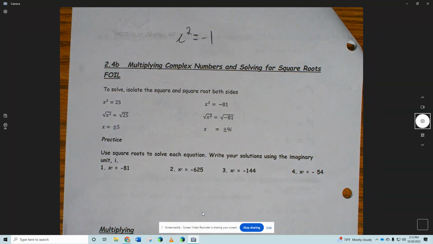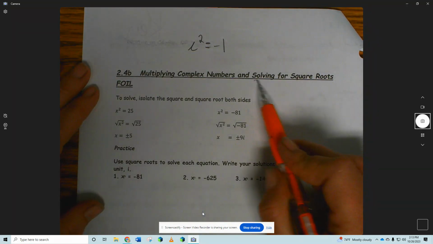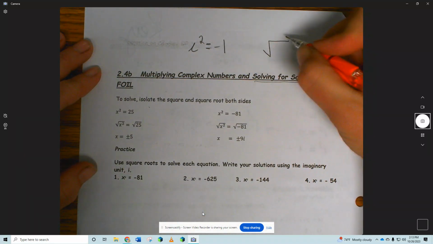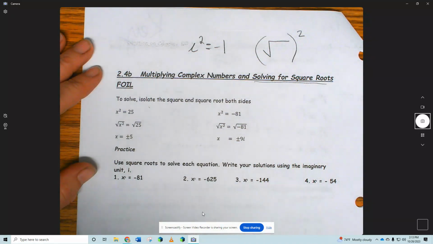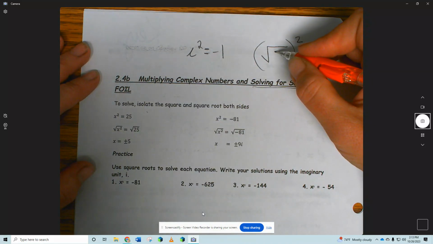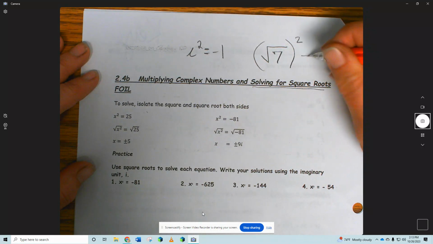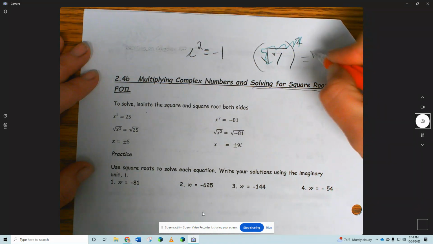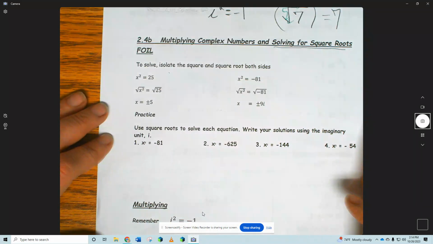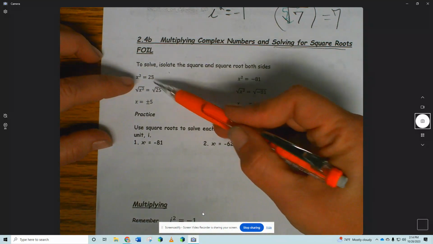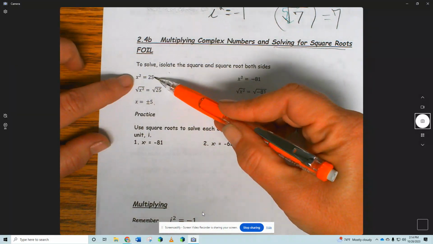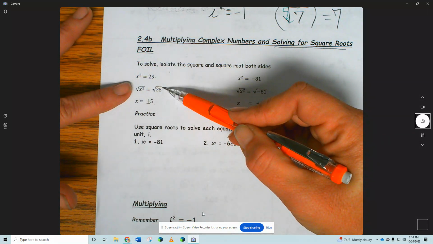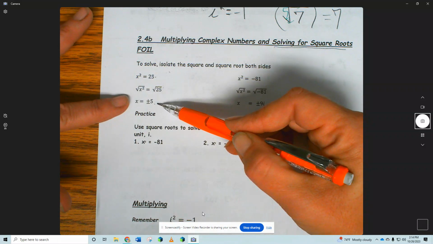All right. So, starting off, we're going to solve for square roots. I just said earlier in the video that a square root and a squared cancel each other out. So if I had the square root of 7 squared, the answer would just be 7. In these examples, this is straight down. This is already solved for you. So I start off with something like x squared equals 25. Square root both sides, and then you're going to get plus or minus 5.